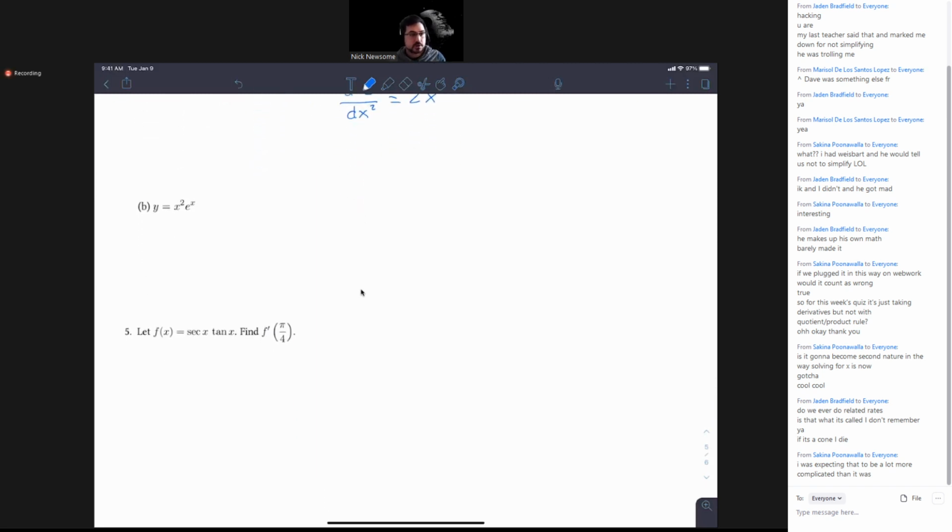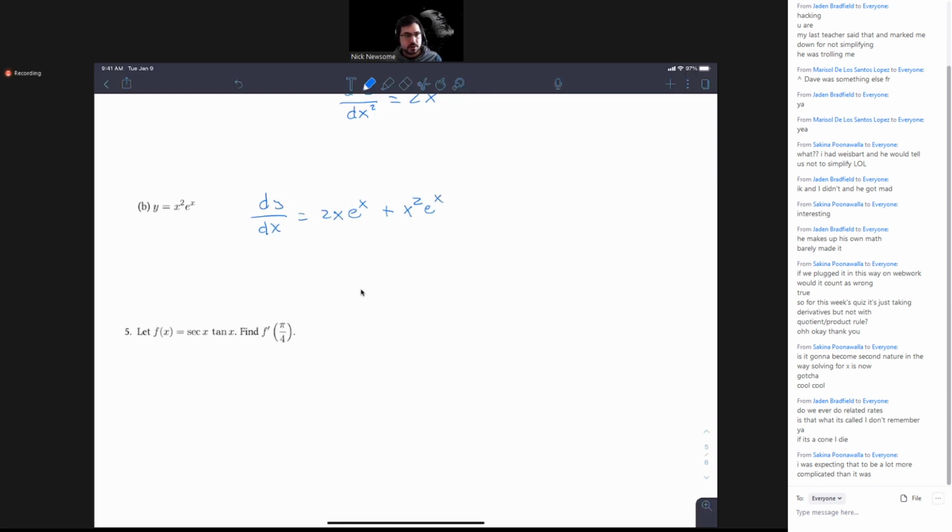Here we're faced with the function x squared times e to the x. No fancy simplifications I can do here, so we're just going to have to product rule. Product rule says we take the derivative of the first one multiplied by the second one plus the first one multiplied by the derivative of the second one. And the derivative of e to the x is just e to the x. There's our first derivative.